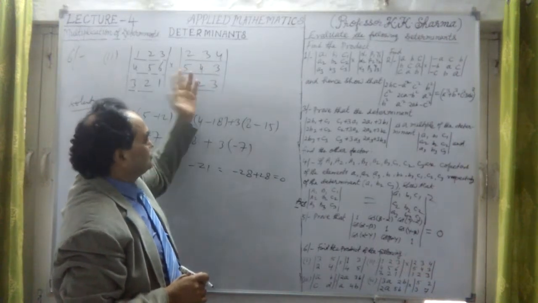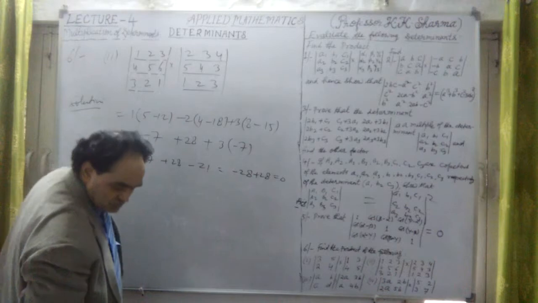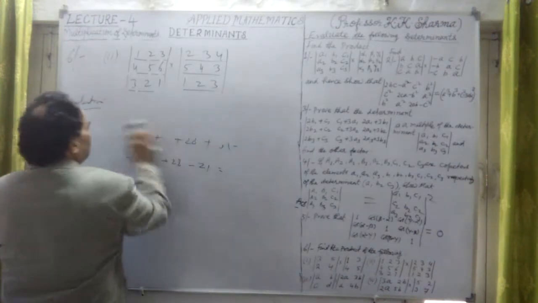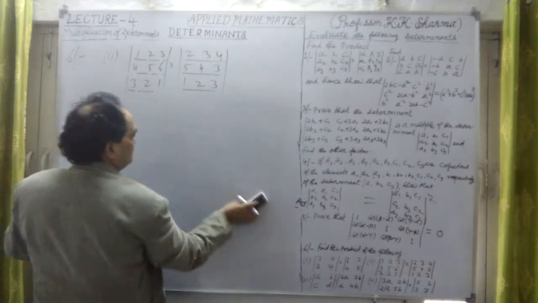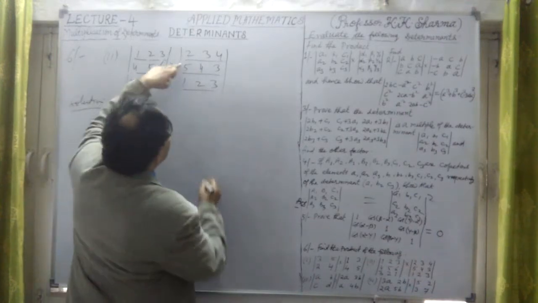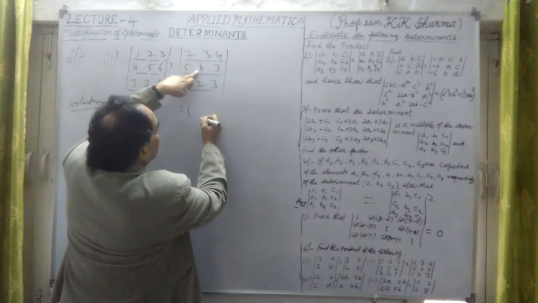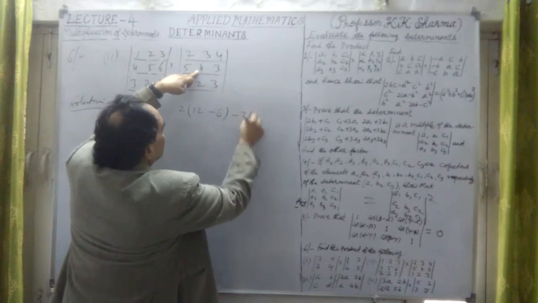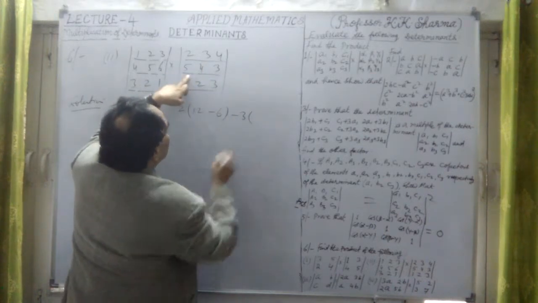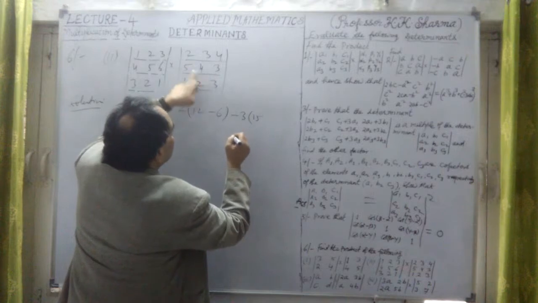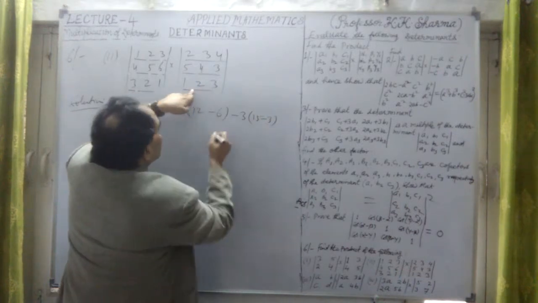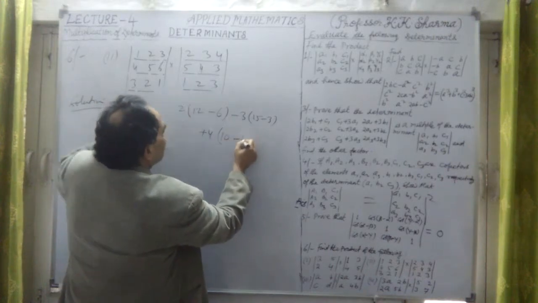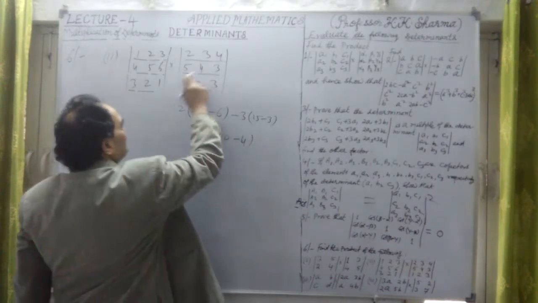But multiplied with 0 it is 0. Now let me take the value of the second determinant. The first determinant value is 0. The value of the second determinant, this one, is 2 into the cofactor of 2, 4 into 2, 12, minus 3 into this, 3 into 4, 5 into 3, 50, 3 into 3. Plus 4 into 5 into 10 minus 4, 4 into 1, 4.